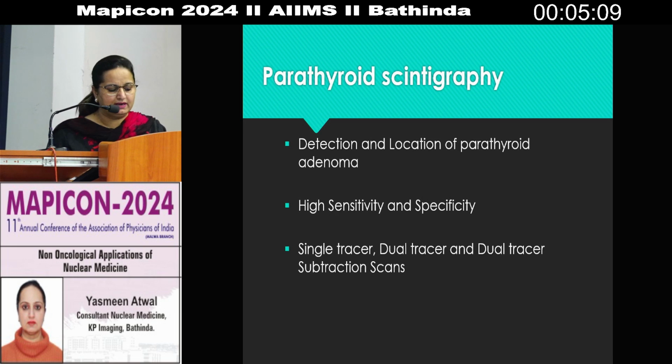So what do we do in parathyroid scintigraphy? Detection and location of parathyroid adenoma. It has high sensitivity and specificity. We have two techniques, single tracer technique and dual tracer techniques.